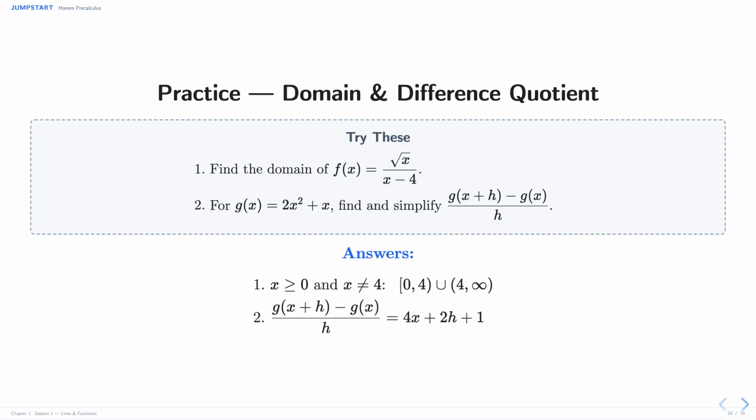Now it's your turn to practice. First, find the domain of the function f of x equals the square root of x over x minus 4. Next, for the function g of x equals 2x squared plus x, find and simplify the difference quotient. After you've worked on these problems, we'll go over the answers together.